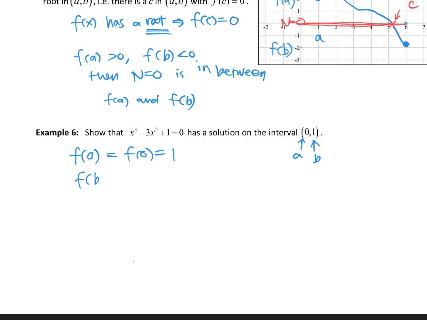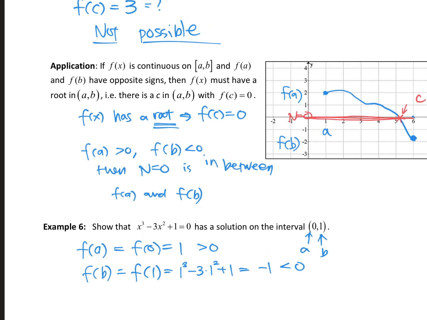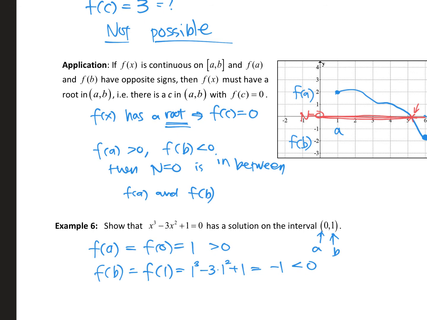f of b is equal to f of 1. Plug in 1: 1 cubed minus 3 times 1 squared plus 1. That's going to be 1 minus 3 plus 1, so negative 1. So here f of a is positive 1, which is positive. f of b is negative 1, which is negative. So I can use the previous theorem, the application here. When they have an opposite sign, then it must have a root in between a and b.